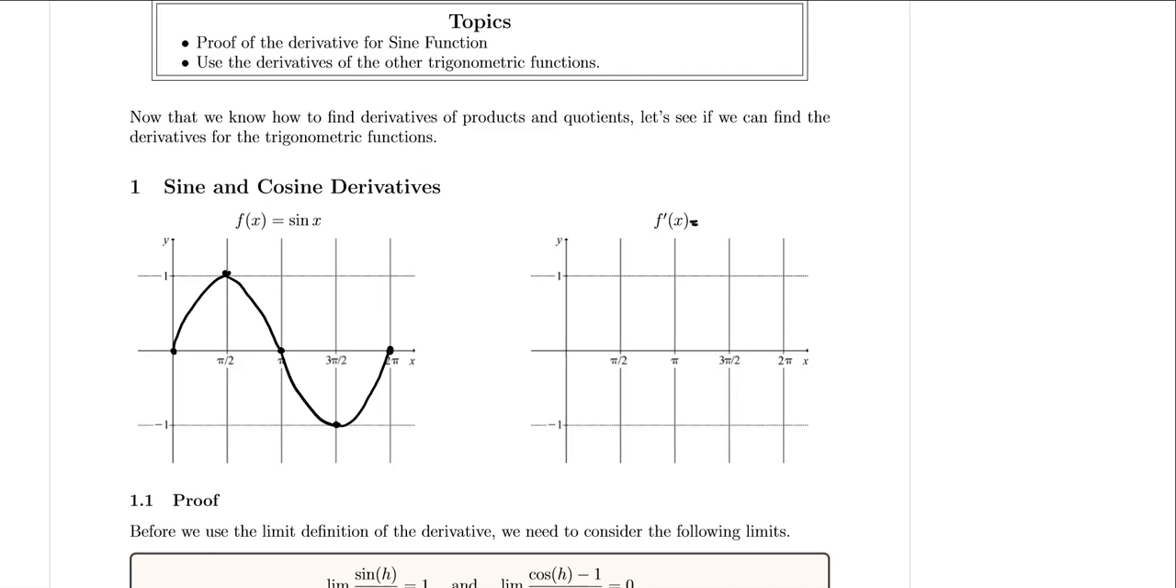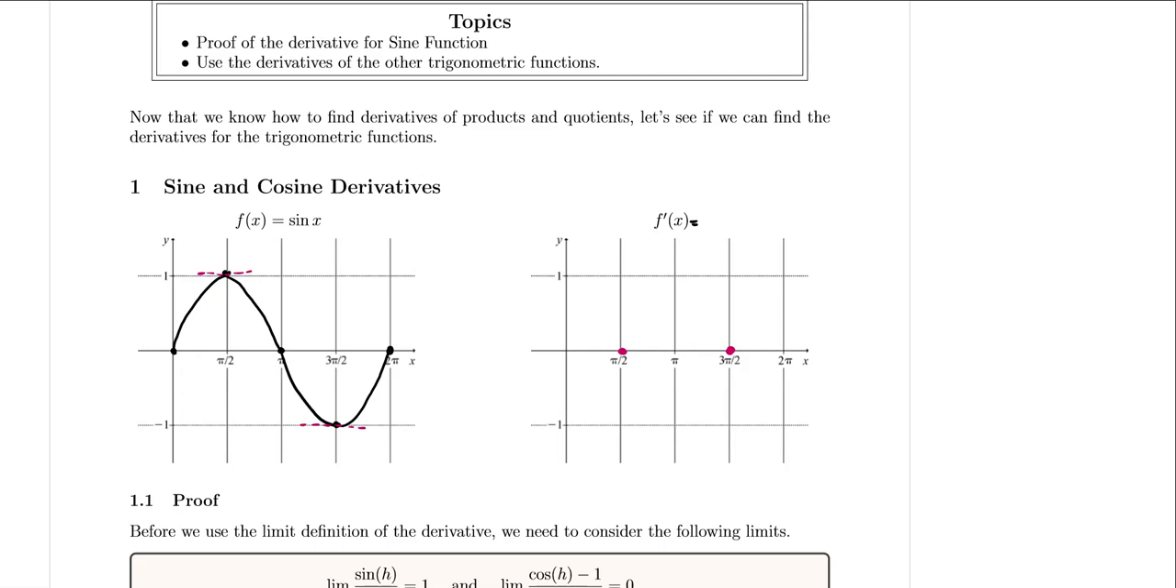Let's take a look here. Again, I'm going to keep following the same techniques that I discussed in class. I'm first going to identify where the tangent lines seem to be horizontal. I see a horizontal tangent line at pi over 2, so the derivative is 0 at pi over 2. I also see a horizontal tangent line at 3 pi over 2, which means that the derivative is 0 there too.